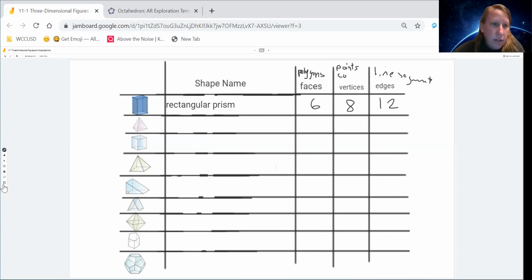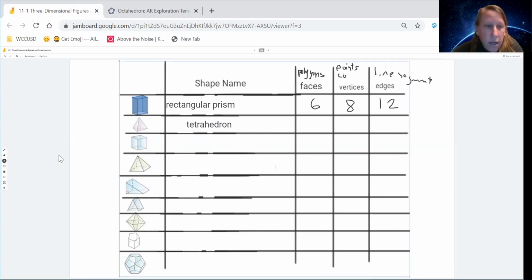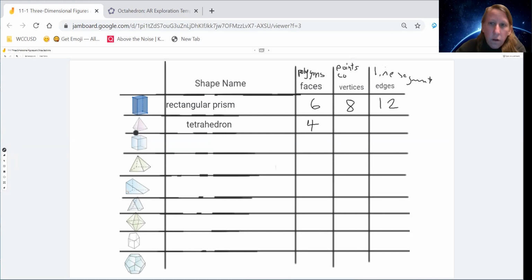The tetrahedron has 4 sides, 4 faces, I should say, excuse me, 4 faces. It has 1, 2, 3, 4 vertices, the points at the intersection. Okay, it has only 4 of them. There they are, 1, 2, 3, 4. And how many edges does it have? It has 1, 2, 3, 4, 5, 6. And there's a relationship here. I'm going to write it by hand.